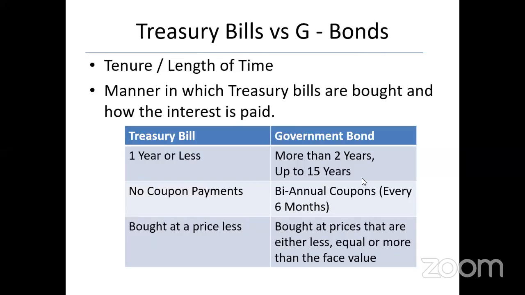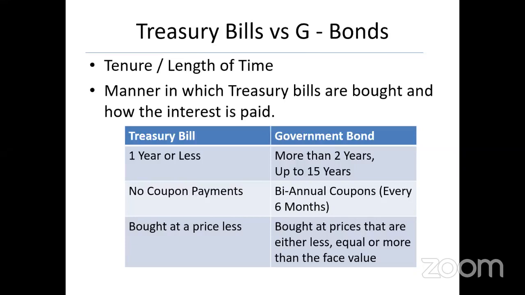So we have treasury bills of less than a year: 1 month, 3 months, 6 months, and a year or 9 months. Then we have government bonds, which start at 2 years and go all the way up to 15 years. Another difference is that with treasury bills, there are no coupon payments during that period. However, with government bonds, we have biannual coupons, meaning these coupons are paid every 6 months.